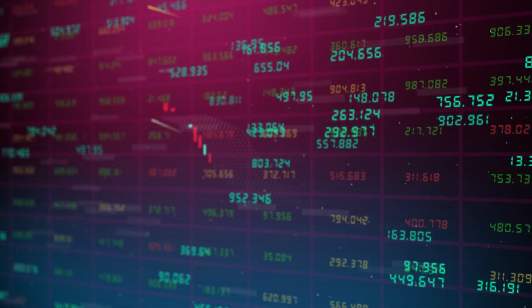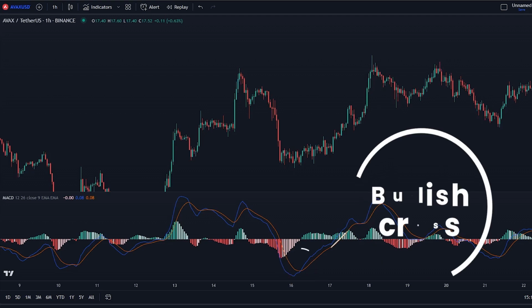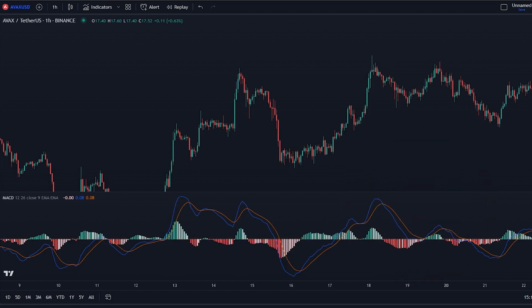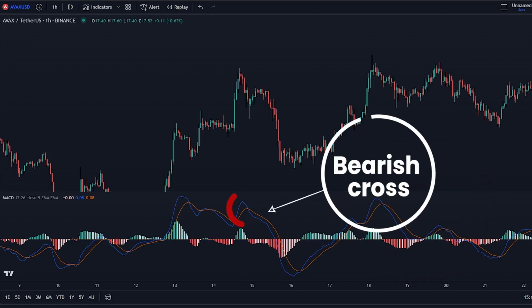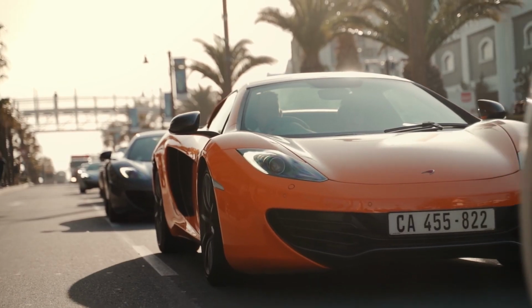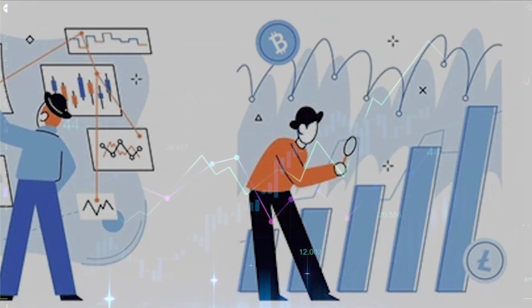To find strong entry points, you need to take into consideration where the cross happens. That's why we are looking for a bullish cross only if it happens below the zero horizontal line. And in the case of a bearish cross only if it happens above the zero horizontal line. So, what's next? Is this it? Does this make me rich? Not really. MACD works best when it is combined with other technical tools.